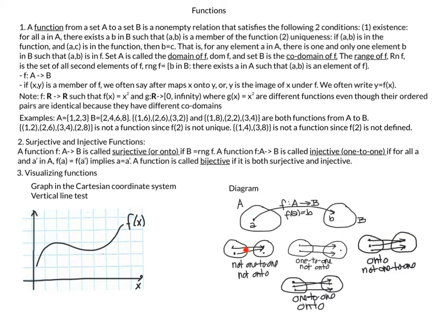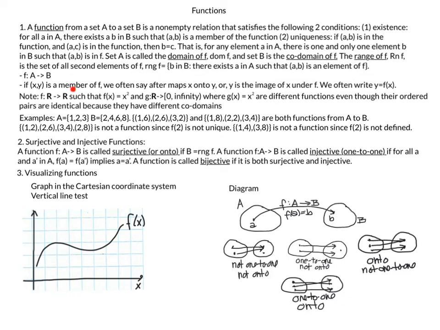Looking to see where we are in our overview sheet, we defined a function from set A to B. We said that the set A is called the domain and the set B is called the codomain, and the range of f are the values of B that actually have some element of A mapped to them.